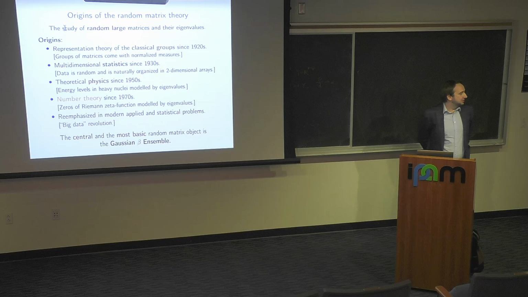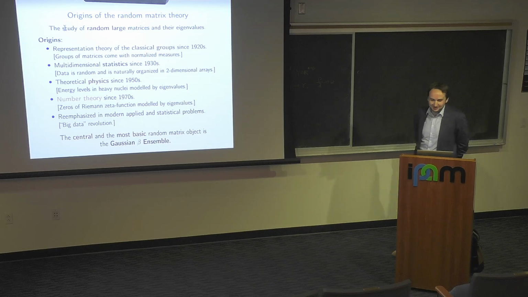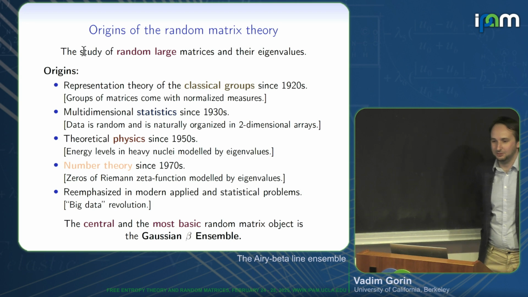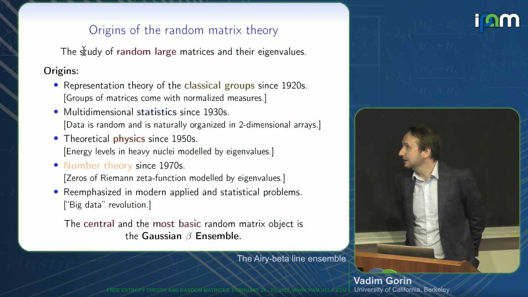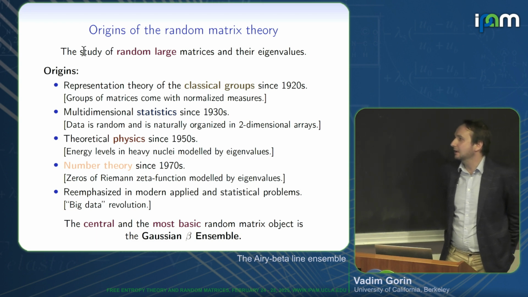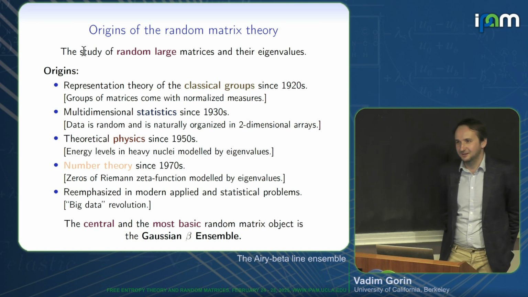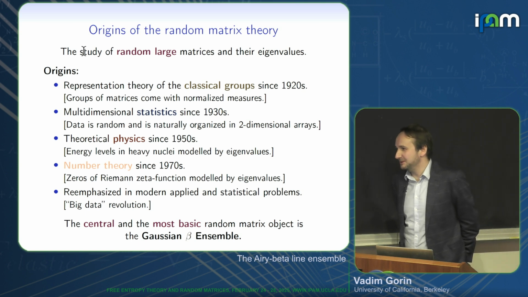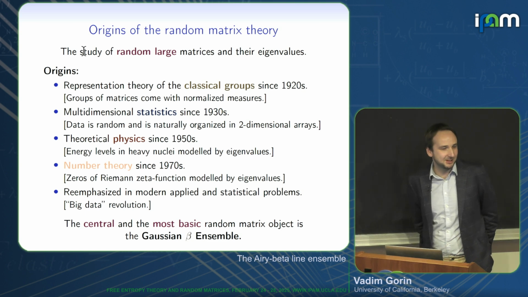Okay, so let's start with a little bit of background. Many people arrive at random matrix theory through their own paths. There are many origins of this research area. It comes from the study of classical groups and their representation theory. It comes from statistics, from theoretical physics, number theory. If you want to analyze ChatGPT, there's also something about matrices. So there are many reasons to be interested in random matrices.